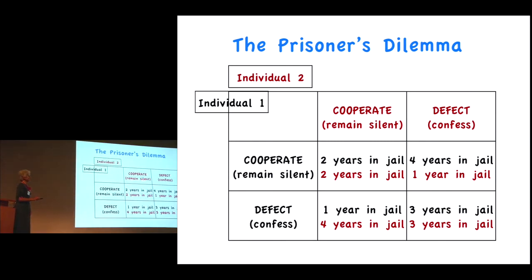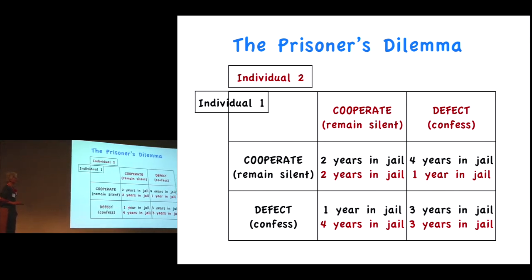Suppose you cooperate, so you remain silent. If I cooperate, I get 2 years in jail. If I defect, I get 1 year in jail. So my choice is clear. I defect.